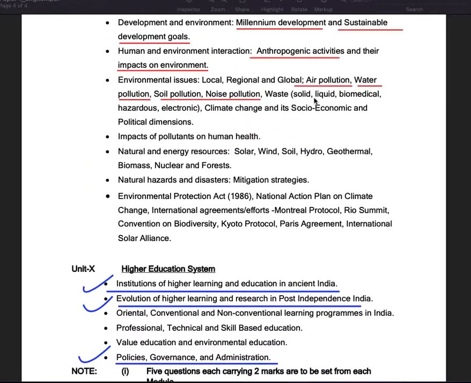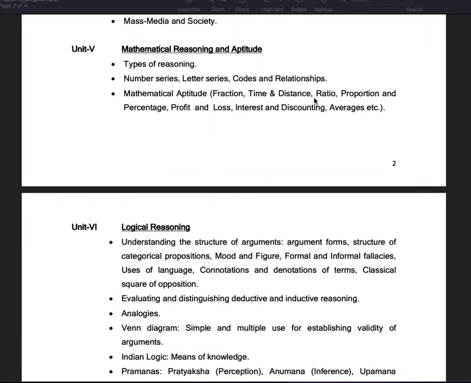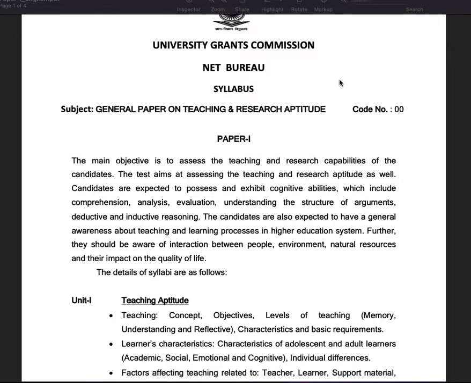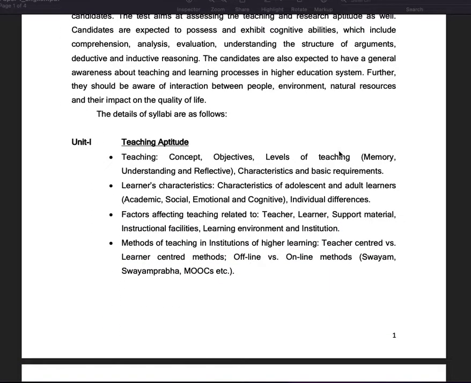So that was the whole syllabus of Paper 1. In the next video I'll try to put some more information about all these topics, but this video will give you the general idea of the syllabus, whatever is there.